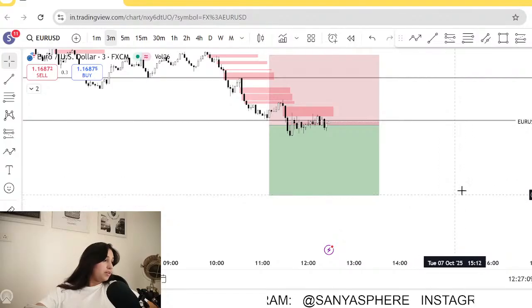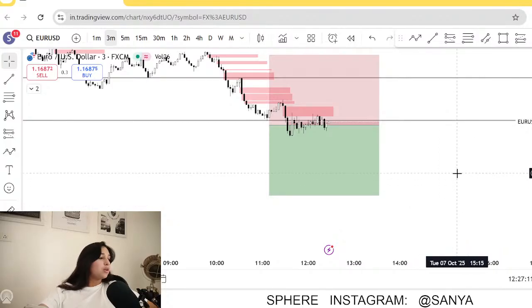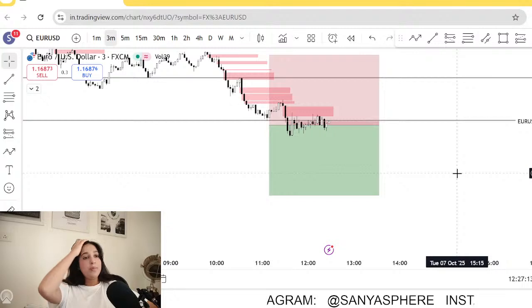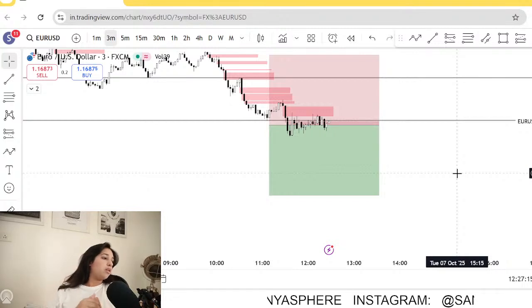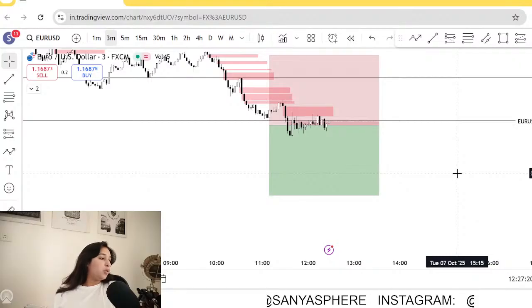Okay, so your entries are also on the 4-hour or 1-hour time frame. So I'm assuming that it would probably be a swing trade then, or is it purely based on the fair value gap which is tapped on the 4-hour or 1-hour?